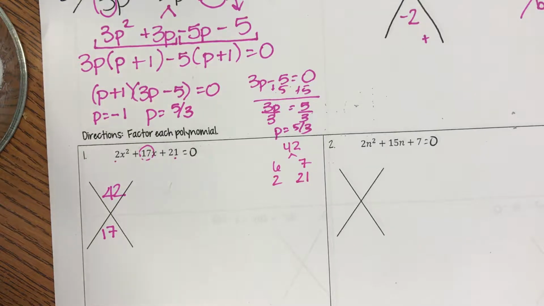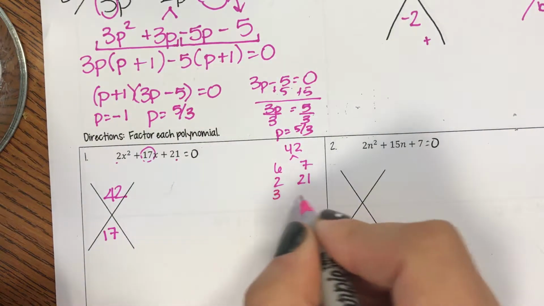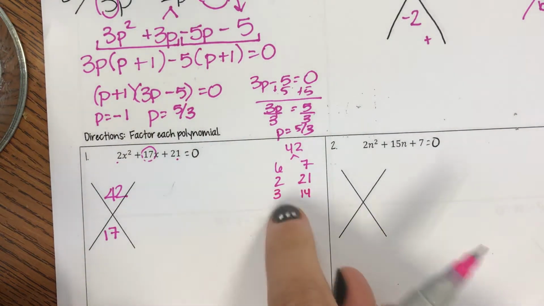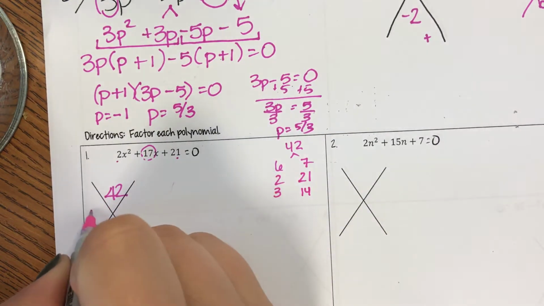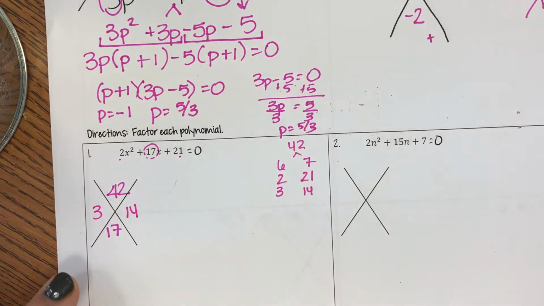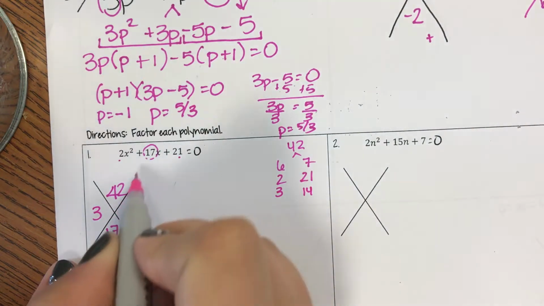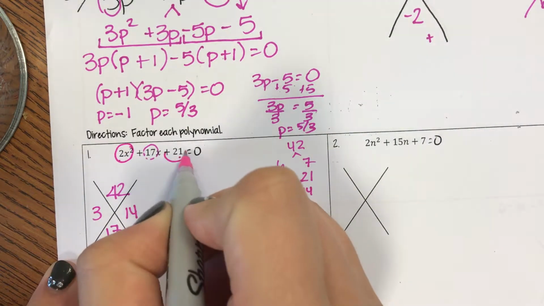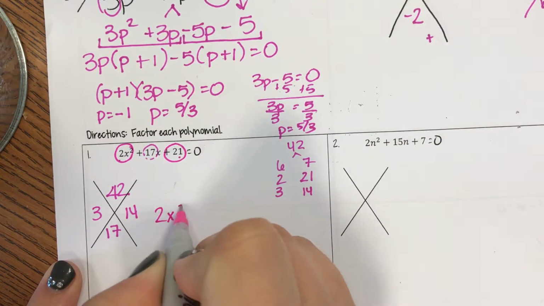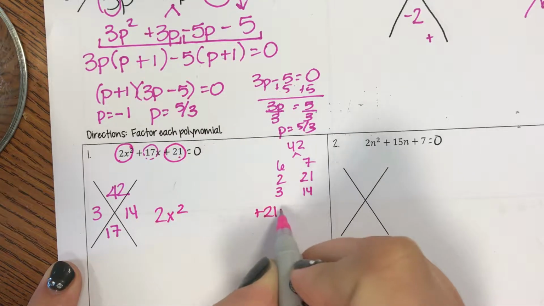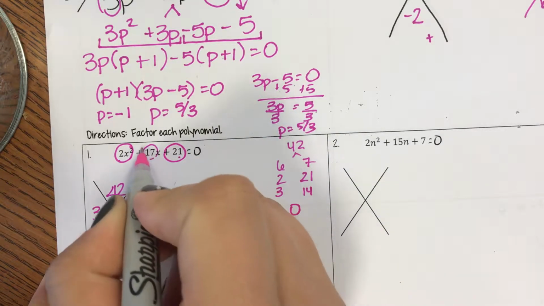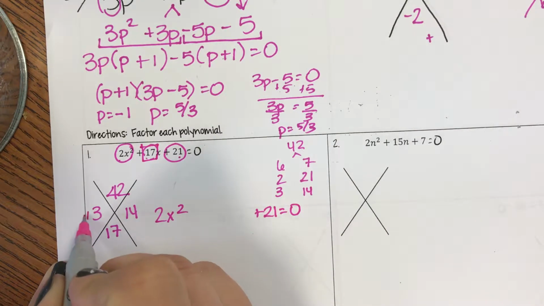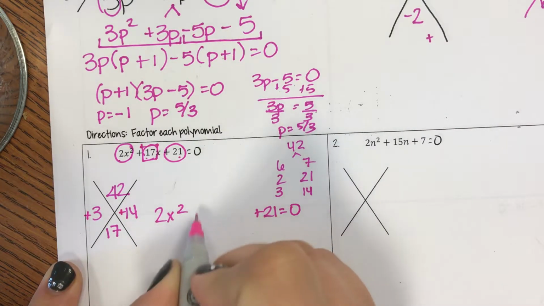So if we did 42 divided by 3, that would give us 14. 3 and 14 will make 17. So 3 here, 14 here. Keep the first term, keep the last term. Rewrite 17 as +3 and +14.